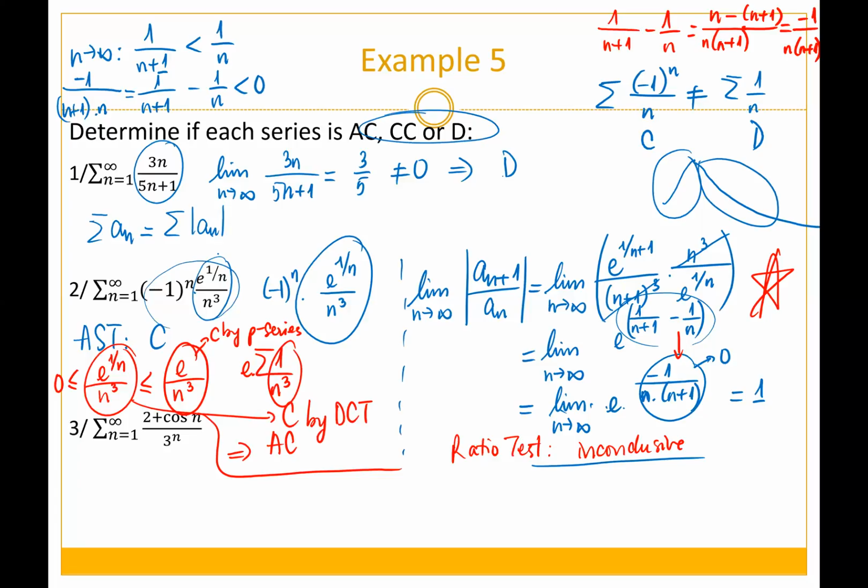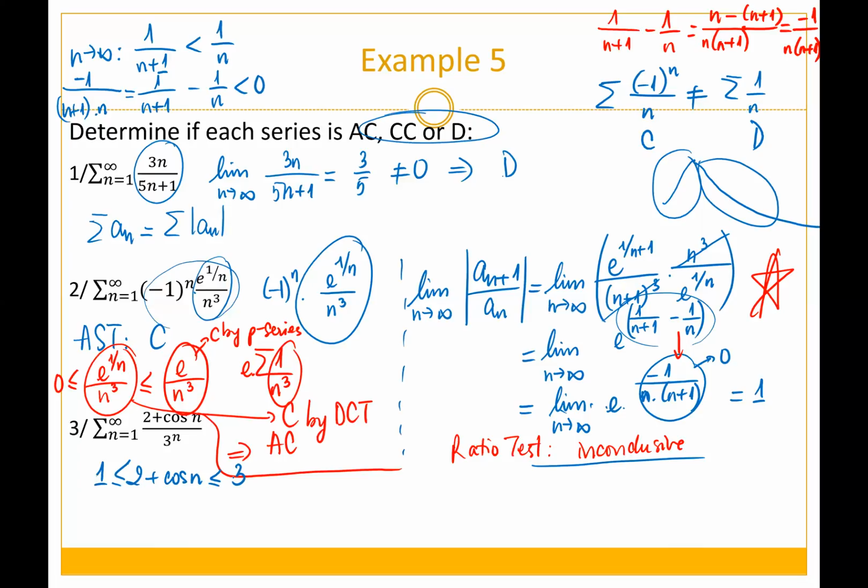Cosine is oscillating, but look at the numerator. What do you have? You have 2 plus cosine of n. Is it oscillating anymore? The alternating series test is where you have one term positive and one term negative. When you have 2 plus cosine of n, because cosine of n is squeezed between -1 and 1, this one is always bigger than 0, actually even bigger than 1, and smaller than 3, right? Therefore, you cannot use alternating series test because it's not an alternating series.